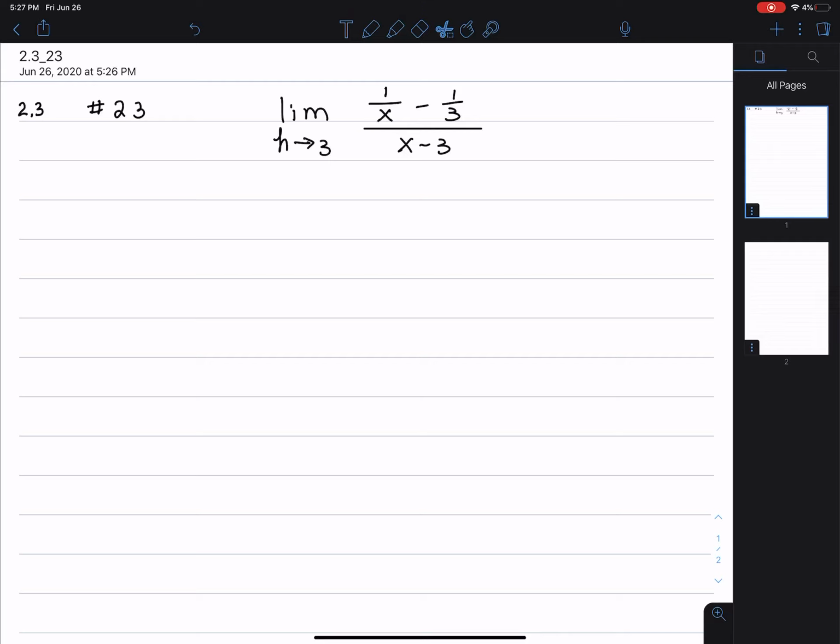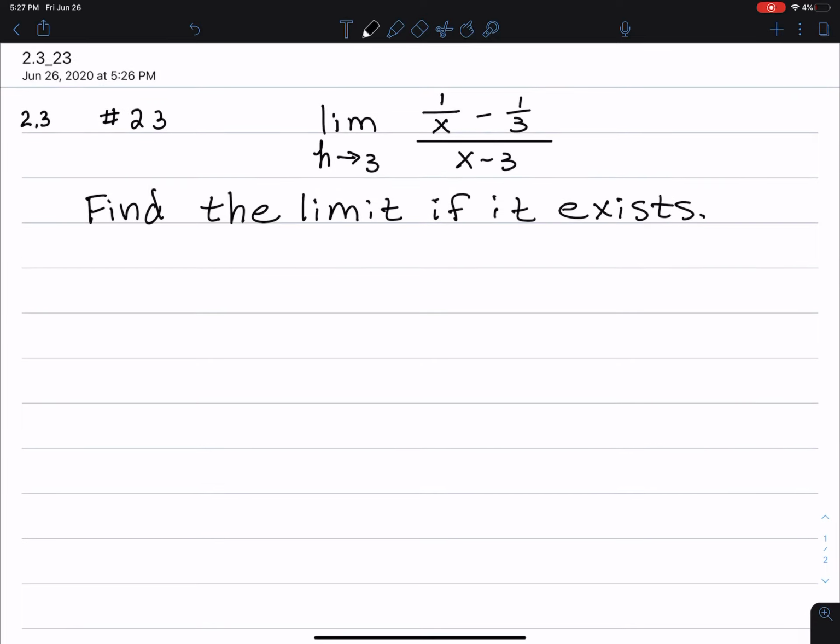Okay, this is Stewart Calculus 8th edition, Early Transcendentals 2.3, number 23. What we're trying to do here is find the limit if it exists. First of all, the problem is stated incorrectly.